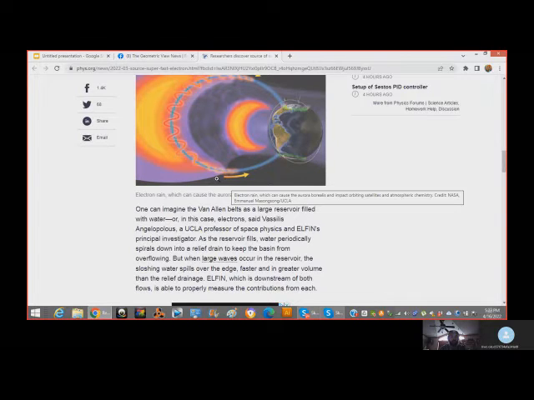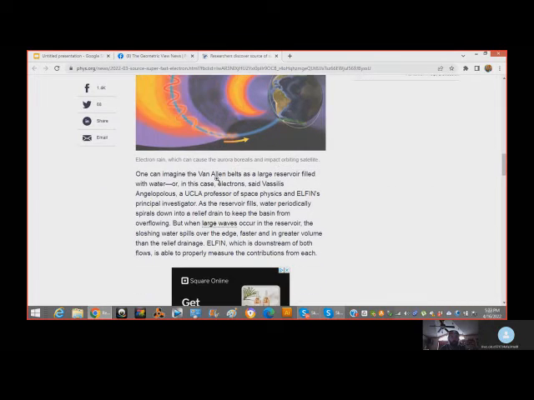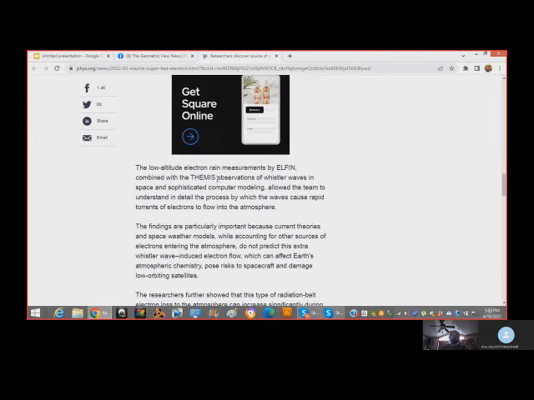ALPHA, which is downstream of both flows, is able to properly measure the contributions from each. The low-altitude electron rain measurements by ALPHA, combined with the Themis observations of Whistler waves in space and sophisticated computer modeling, allowed the team to understand in detail the process by which the waves caused rapid torrents of electrons to flow into the atmosphere.